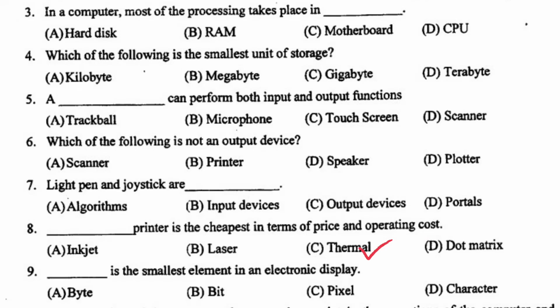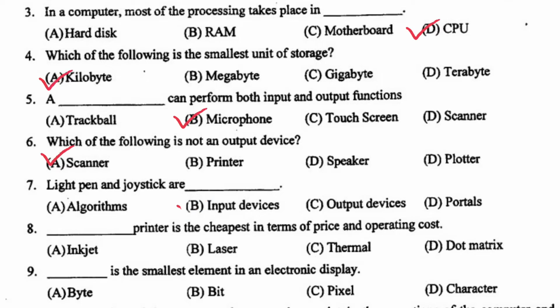Which of the following is not part of CPU? Main memory. In a computer, most of the processing takes place in CPU. Which of the following is the smallest unit of storage? Kilobyte. A dash can perform both input and output functions: microphone. Which of the following is not an output device? Scanner. Light pen and joystick are input devices.